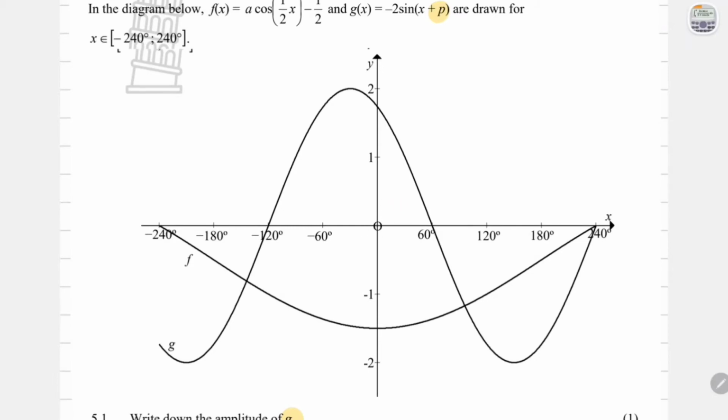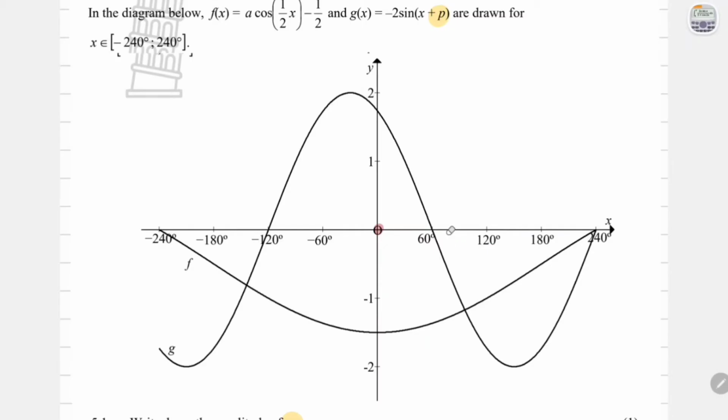Starting at 0, remember the key points. That's one thing you need to really take note of, the key points. At 0 degrees, your y value is 0, right? At 90 degrees, which is somewhere here, our y value is supposed to be 1.